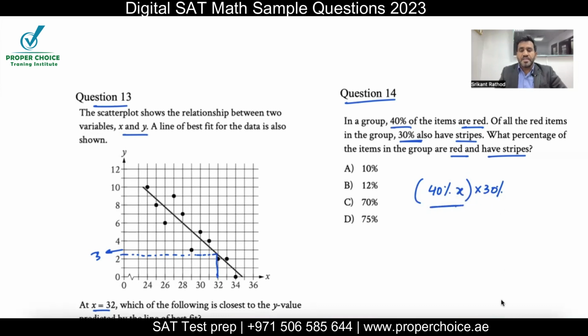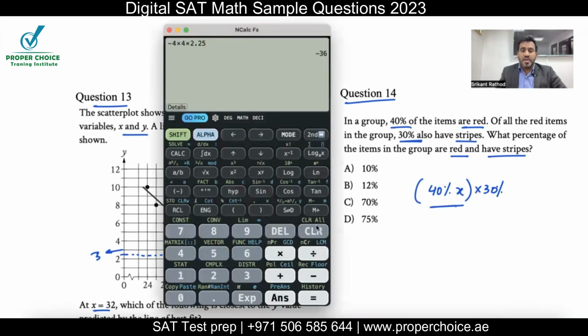In that red, 30% have stripes. So you just need to multiply 40% times 30%. Don't consider x, okay? We are talking about x as the total value. I don't know what it is. 0.12 have stripes, but we are asked in terms of percentage.